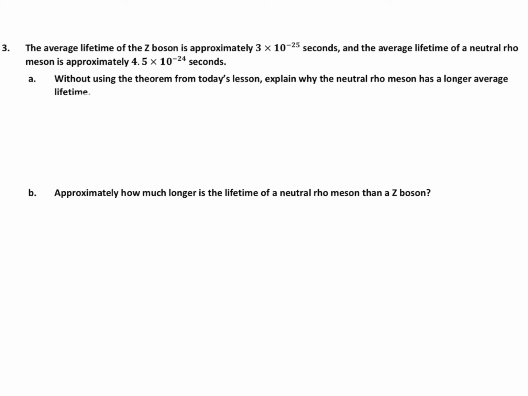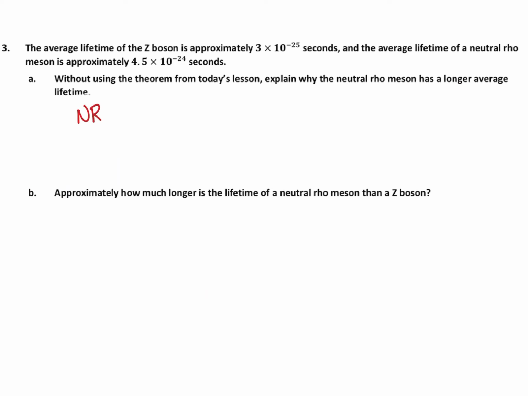The average lifetime of the Z boson is approximately 3 times 10 to the negative 25th seconds, and the average lifetime of the neutral rho meson is approximately 4.5 times 10 to the negative 24th seconds. Without using the theorem from today's lesson, explain why the neutral rho meson has a longer average lifetime. So that means we can't just describe it based on the exponents. To be able to compare these, we need to change them to have the same exponents.